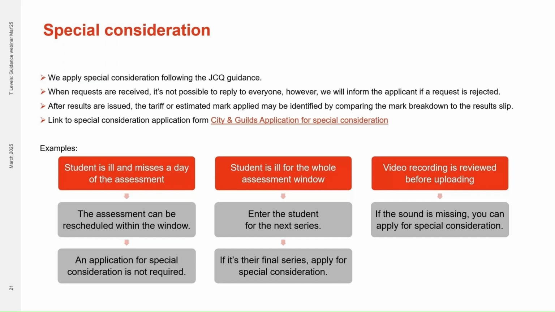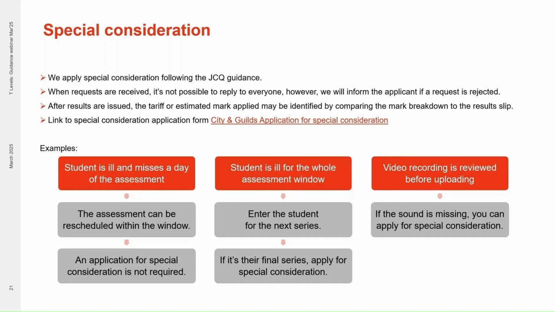So some examples of when applying for special consideration may or may not be applicable. So on the slide you'll see the student is ill and misses a day of the assessment. So the first box there in grey, the assessment can be rescheduled within the window, and in that situation an application for special consideration is not required. If the student in the middle box there in red is ill for the whole assessment window, you can enter the student for the next series. And if it's their final series, then in that situation, you could apply for special consideration.